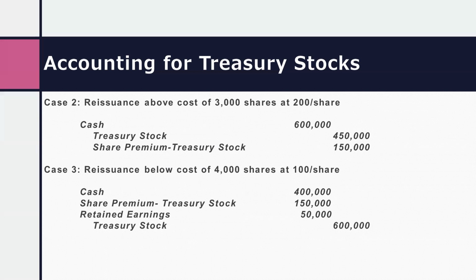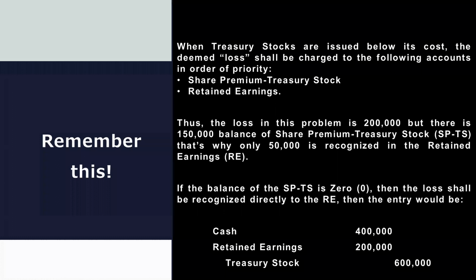So what is our entry? We debit cash at 400,000. It's 4,000 times 100. And then we have to decide, no? Aha man nato to i-charge ang ato ang murag loss. So proceed muna tayo sa next na slide. Remember this, no? When treasury stocks are issued below its cost, the deemed loss, yung murag loss, shall be charged to the following accounts in order of priority. Kung naatay treasury stock nga i-issue below its cost, then ang murag loss ato siyang i-charge una sa share premium treasury stock kung na ay balanse. Pero kung wala, i-charge din mo siya sa retained earnings.